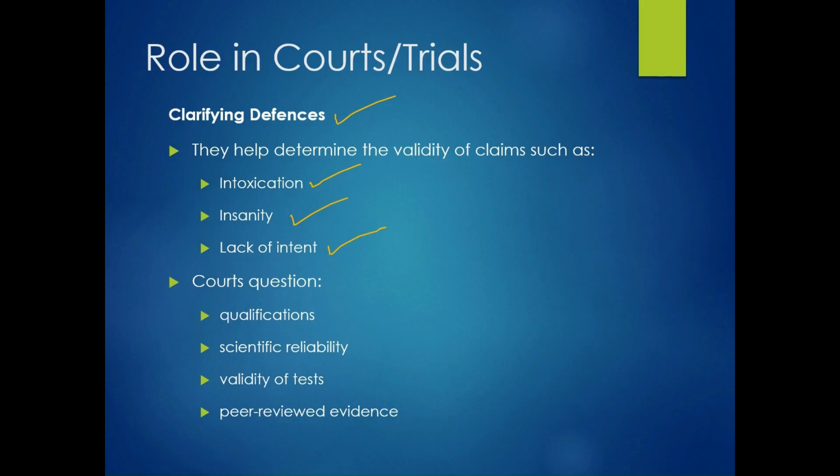So here the court is going to question the qualifications, the scientific reliability, the validity of the test and peer reviewed evidence. The court cannot take everything at face value, right? So the court will also be questioning the qualifications of the person, the scientific reliability of the defenses given, the validity of the tests that have been conducted on the accused, and peer reviewed evidence, which means the evidence provided by a correctional psychologist would be reviewed by other people in the same field to check whether they also come up with the same inferences. That's how we do a reliability check of the evidence.